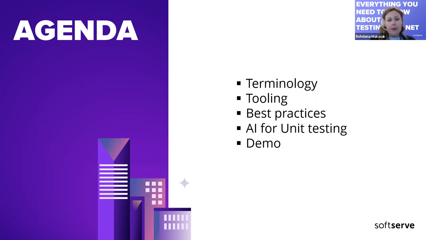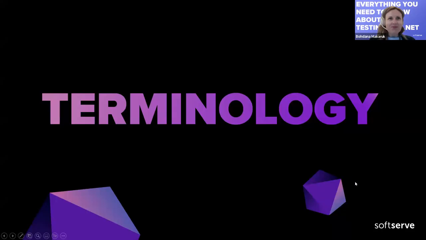And also, it's not possible to avoid AI influence on the current unit testing process. So I will cover ChatGPT and Copilot capabilities for unit testing. And also, I will have a couple of demos during my presentation to not make everything boring. So let's start. Let's start with terminology.